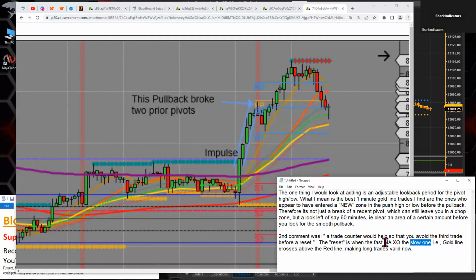So this could be done if the fast MA and the slow MA are both on the same time frame. If they're both on the 1 minute chart, or both on the 5 minute chart, then this limitation of the number of signals can be done.